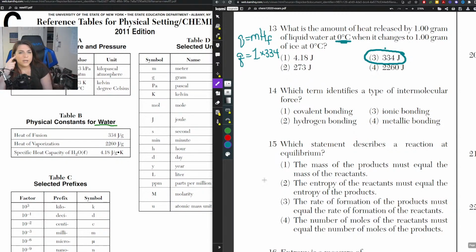Question 14, which term identifies a type of intermolecular force? This is just vocab, which could be great, could be terrible. It kind of depends on where you are at this point in the year. Covalent bonding is a type of bond. Oh, I hate this question. No, I don't. I actually like this question. Covalent bonding is when they share electrons. It's a bond. Ionic bonding is when they transfer electrons.